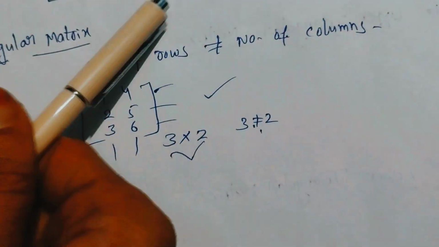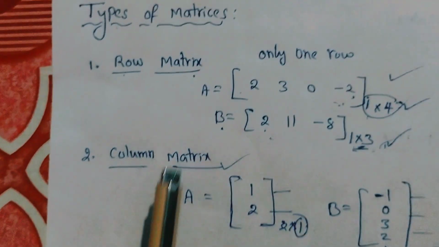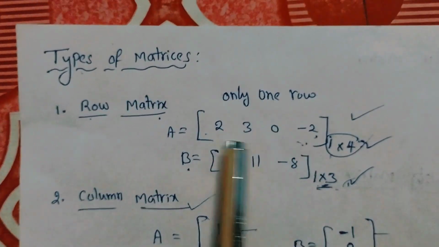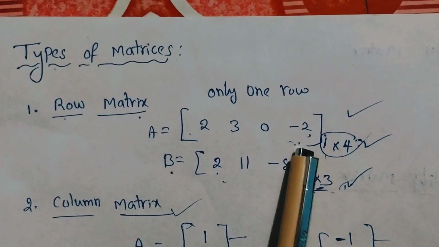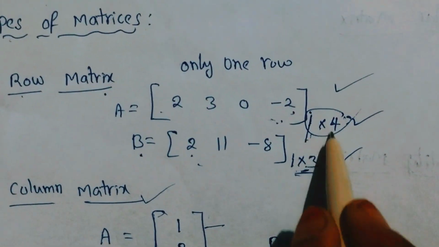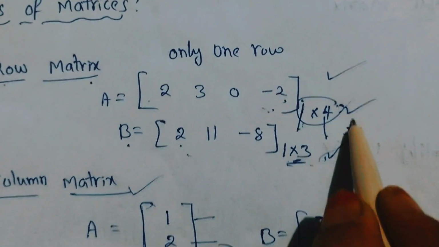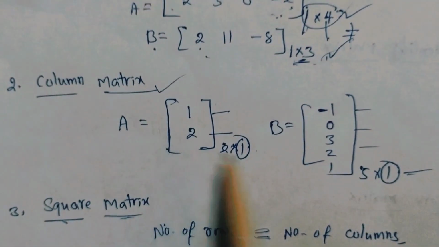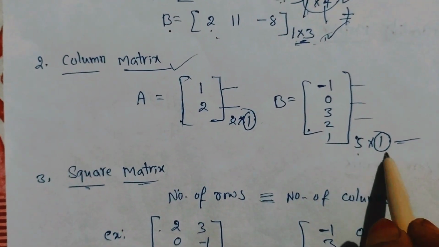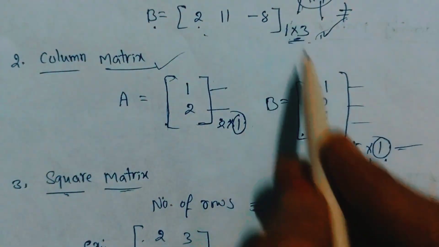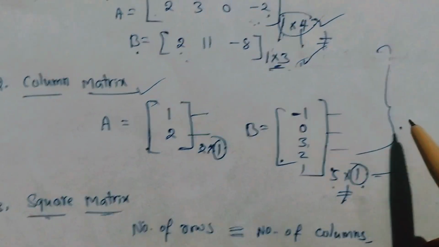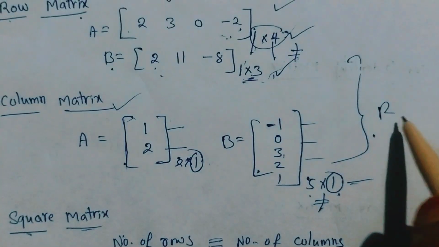Then we observe the row matrix. Is the row matrix square or rectangular? This is a rectangular matrix because the number of rows and number of columns are not the same. And also in the column matrix, the number of rows and number of columns are not the same. These two are called rectangular matrices.